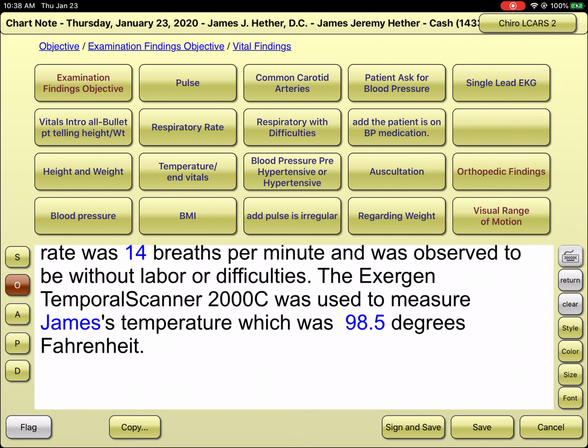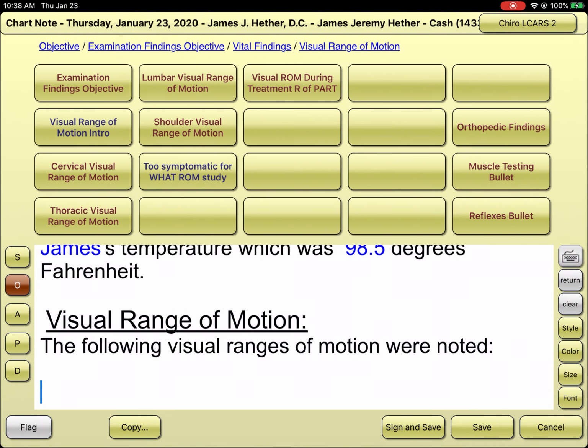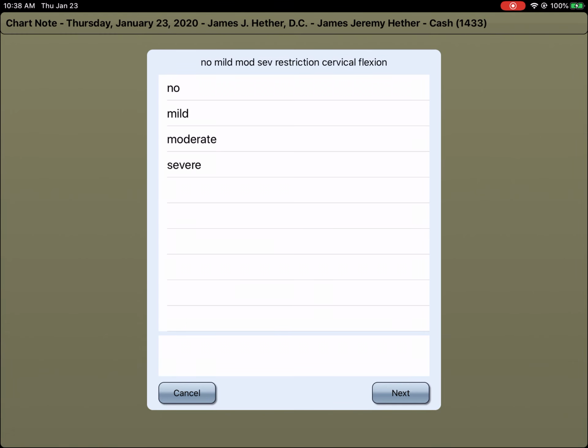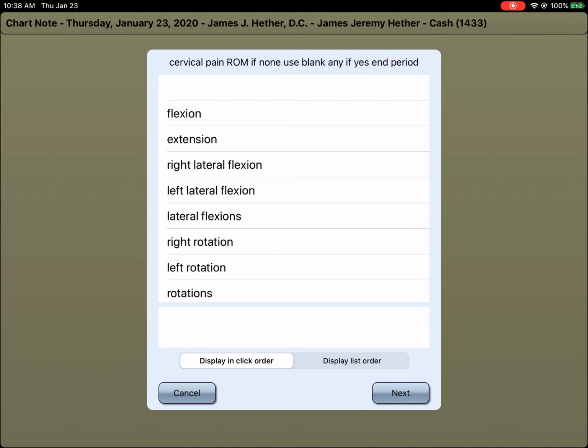Again, on the far right, I like to look at their neck and their upper back. So we introduce the visual range of motion field. We go under cervical range of motion and ask the patient, please tuck your chin to your chest. They had no restriction with that. Mild restriction with extension, no problems with lateral flexion right or left, and mild restriction with rotational right and left. And the patient denied any pains with these ranges of motion. If they had pain, we would put it down there.